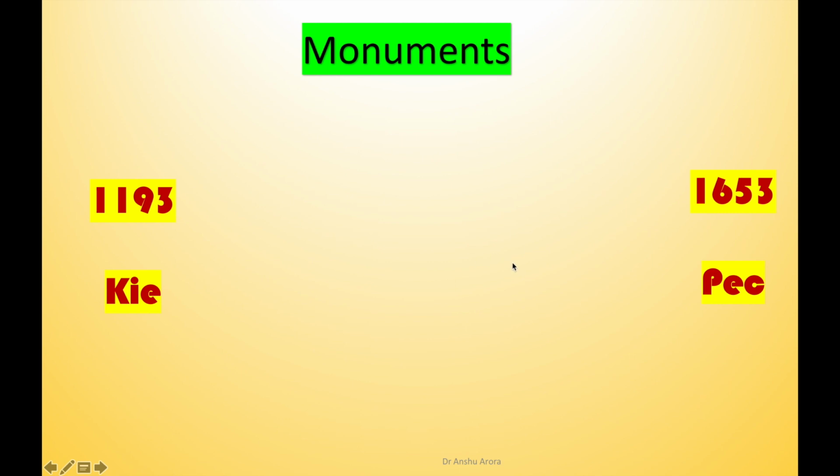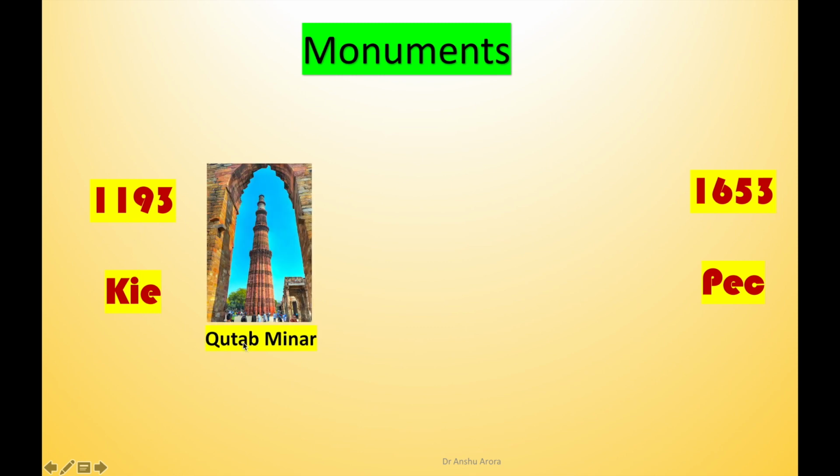Now let's remember some monuments. There is a year 1193 and this gets converted into Kai. Kai looks like a long minar. What is this? This is Qutub Minar. So Kai, all you have to remember next to Qutub Minar is Kai, which gets converted into 1193.